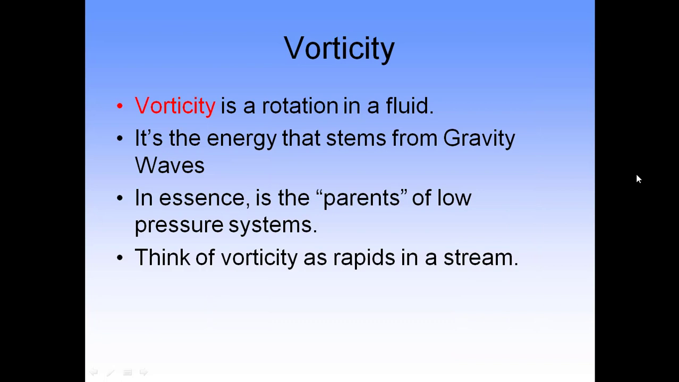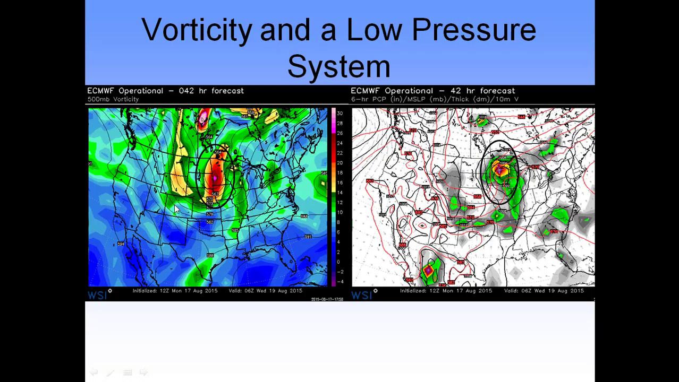And so remember that it's the vorticity that will cause the rotation in our atmosphere that will spawn these low pressure systems. So remember when I said that vorticity is the parents and low pressure systems are the children? Well, you can think of gravity waves being the grandparents, vorticity being the parents, and the low pressure systems being the children. So remember, vorticity is really just like rapids in a stream, where when we look at a 500 millibar map and we look at vorticity, we notice that the low pressure system is always just slightly ahead of the area of strongest spin, or the area of highest vorticity. And so here we've seen this image before, and so this is just some little review.